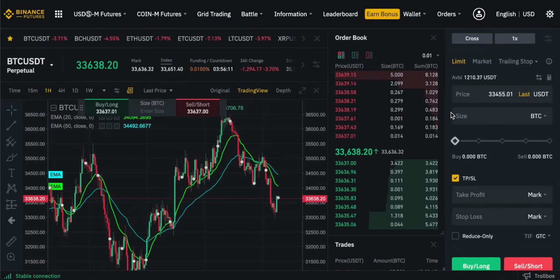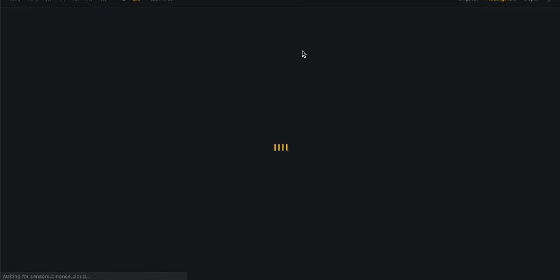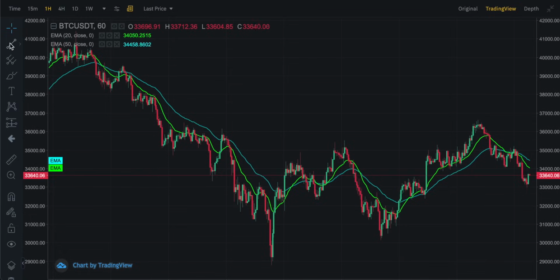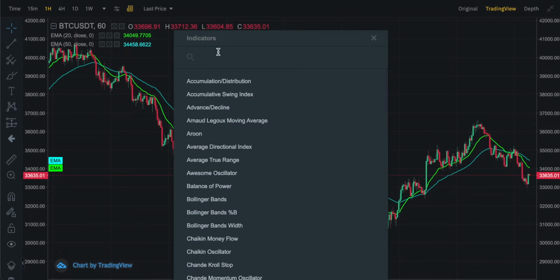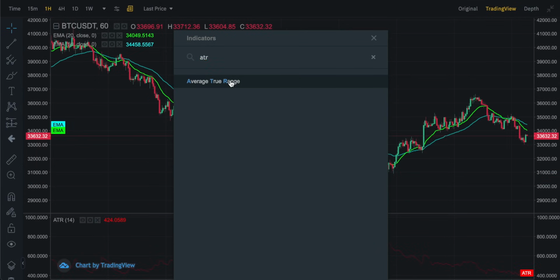Now that we know all the order types that we can use when trading, we can actually come to entering a trade. And with futures, you may want to look at your risk management before entering into your trade. One very common technique that traders will use to enter a stop loss position is something called the ATR. The ATR is an indicator. I'm going to come up to technical indicators right here, and I'm going to search for ATR, which is known as average true range. I'm going to click on this.